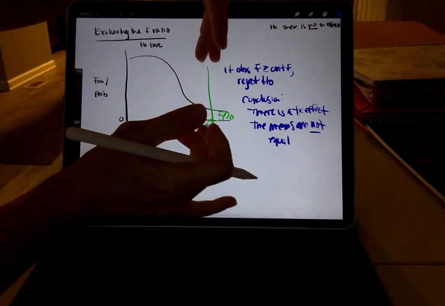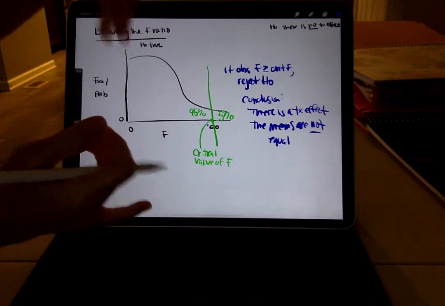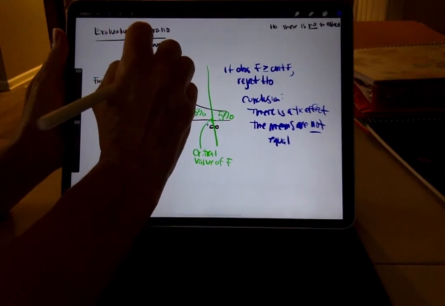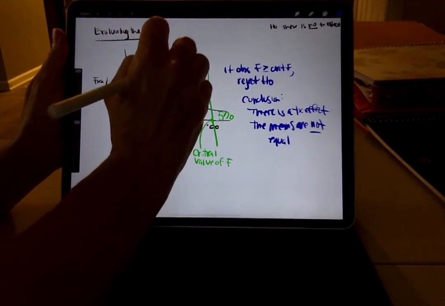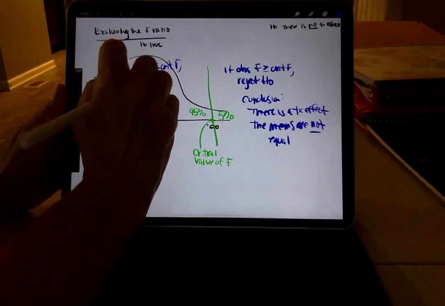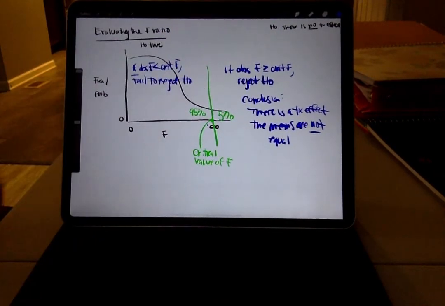Now let's think for a moment about what would happen if our observed F fell to the left of this line. If our observed F is smaller than the critical F, we're going to make a different decision. We are going to fail to reject our null hypothesis. And this language is very specific. We either reject or fail to reject our null hypothesis. We don't accept, we either reject or fail to reject.